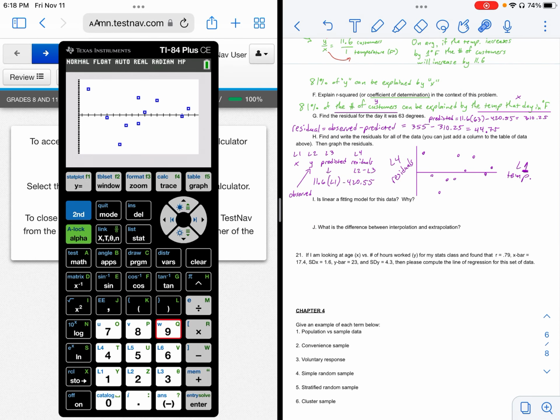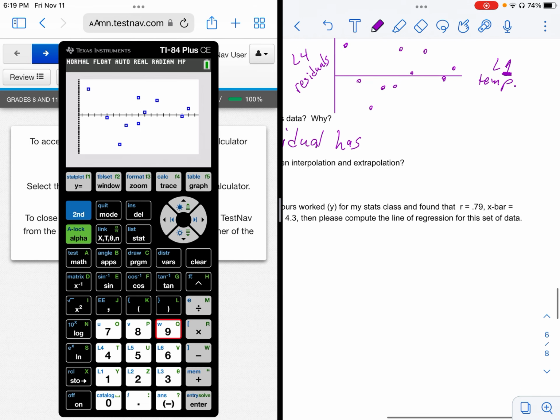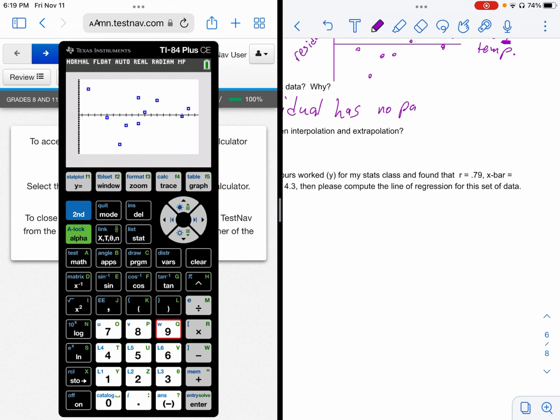There's your residual plot. Is a linear model fitting? Yes, it is. Why? You are looking at your data to see if there's any noticeable pattern, and I don't see one. You would say the residual plot has no pattern. Maybe you could also say it has an equal scatter. I don't know, I just made that up, but it sounds good.